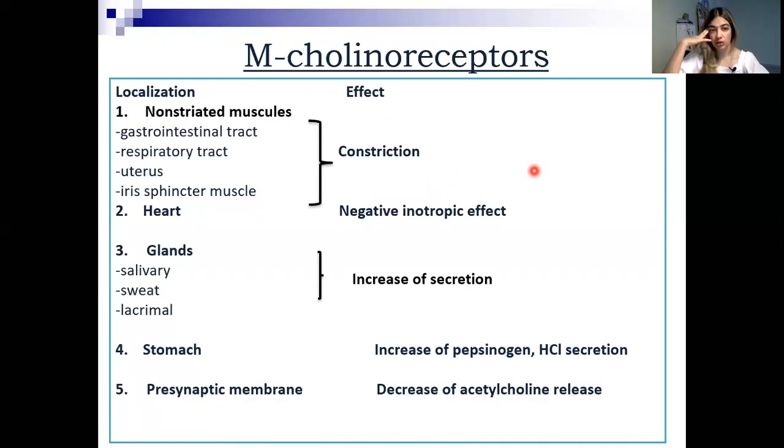Firstly, localization. Not striated muscles. They are smooth muscles, yes? In the smooth muscles of the GIT, the respiratory tract, the uterus, the iris sphincter muscle, we have the effects of constriction if we stimulate M cholinereceptors. Remember, yes, that all this refers to stimulation of cholinereceptors. Need to write stimulation here.